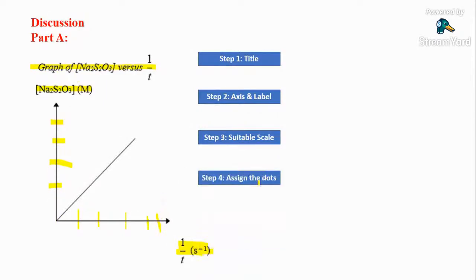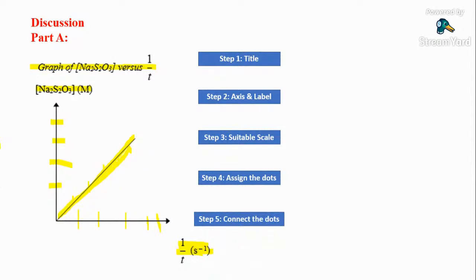And then step 4, you have to assign the dots. After that, you assign the 1 over t. After assigning the dots, next you have to connect the dots correctly. If this one is a strictly linear graph, then it's linear. If curve, then curve.